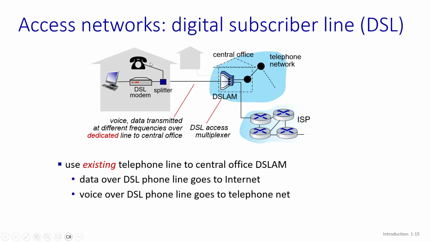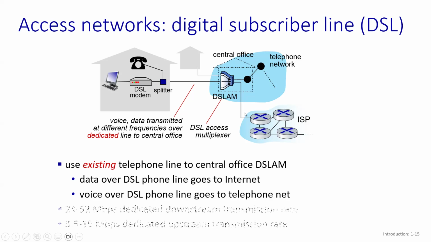So here you can see again, similar to the cable-based internet access, you have a DSL modem. In the cable-based, you had a cable modem. Then you have a splitter, which will separate the telephone data from the internet data, and then it is connected to the central office. And from the central office, again, it is going to multiplex the data towards the ISP network, and then the calling data towards the telephone network.